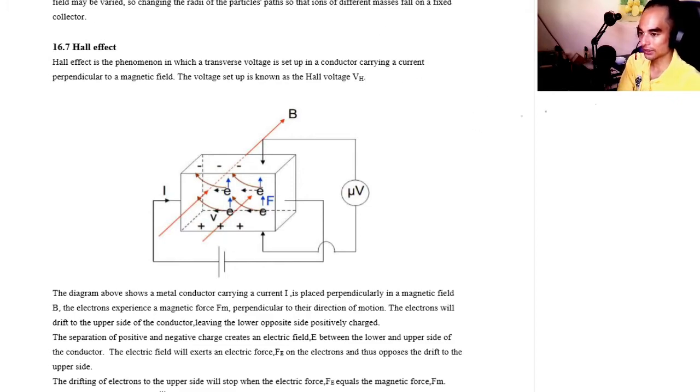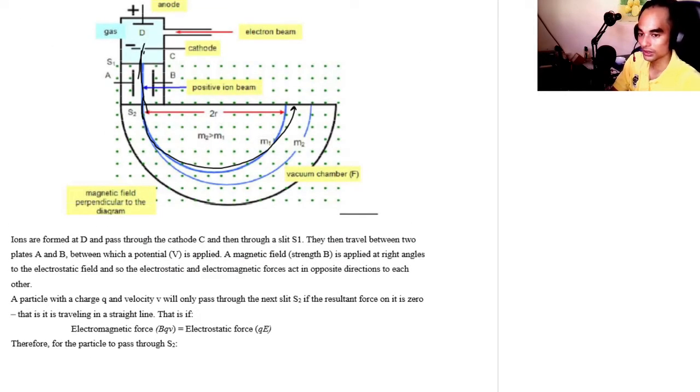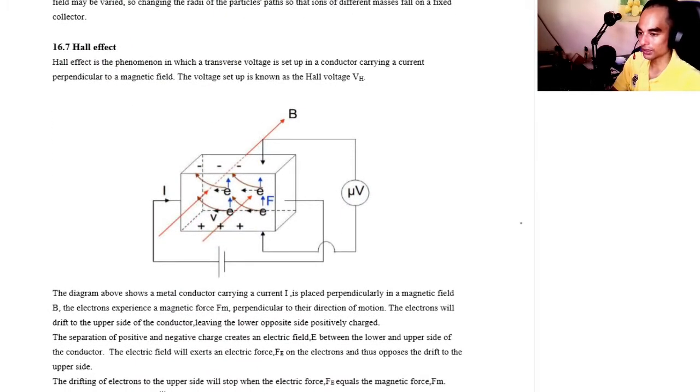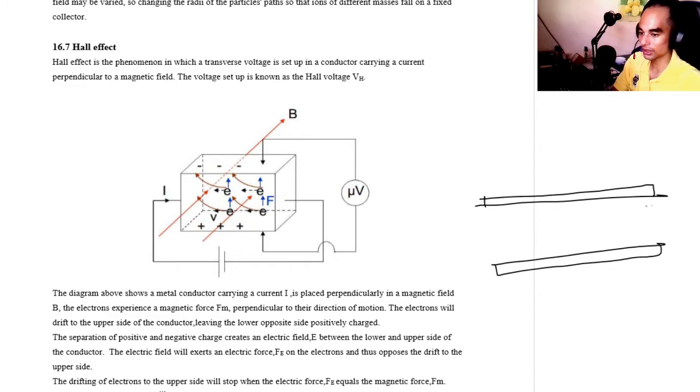Hall effect is when the particles, let's say this is a conductor. And then this is positive charge and negative charge. When the current flows, positive and negative charge, and at the same time you put this conductor in the region of a magnetic field. Let's say the magnetic field is pointing into the screen. Okay, there will be a deflection.